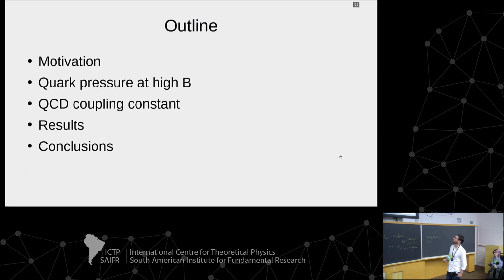Okay, so let me show a little bit of the outline. First I'm going to give a brief motivation for the work. Then I'm going to talk a little bit about the quark pressure at high magnetic field. Then I'm going to talk a little bit about the QCD coupling constant and the different ways it runs with a magnetic field. Then I'm going to show some results and a few conclusions.